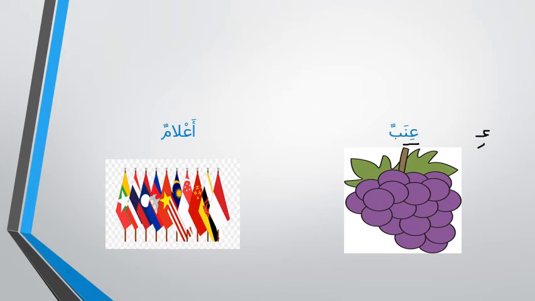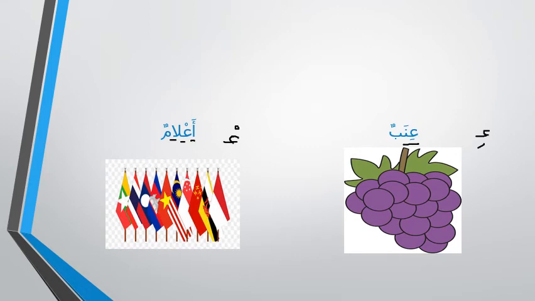Now we see many flags here. So one flag is علم. Many flags is what? A'la, long sound. A'lamun. So this is the letter A here. It's also A. We draw an arch. We take it down. And then we have A with sukun.